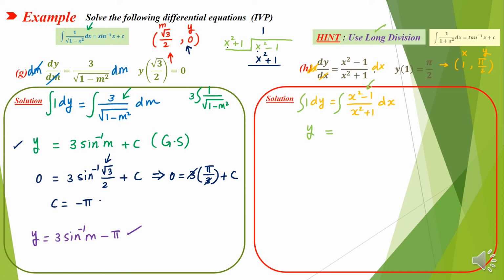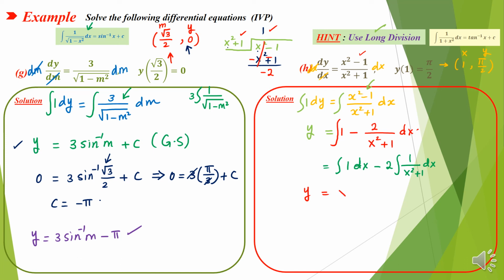Now you have to change the sign of this expression. You'll get minus minus. X squared minus x squared equals 0. Minus 1 minus 1 is negative 2. So the expression x squared minus 1 divided by x squared plus 1 will be the quotient, which is 1, minus 2, which is the remainder, divided by the divisor x squared plus 1. So you have to integrate this function: integration of 1 dx minus 2 multiplied by integration of 1 over x squared plus 1 dx. The integration of 1 is x, and the integration of 1 over 1 plus x squared is the inverse tan of x. So y equals x minus 2 inverse tan of x plus c.